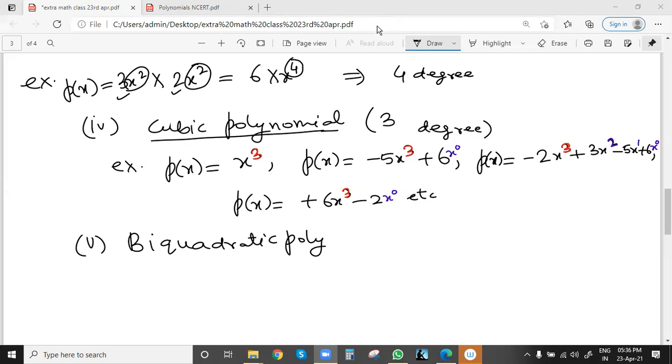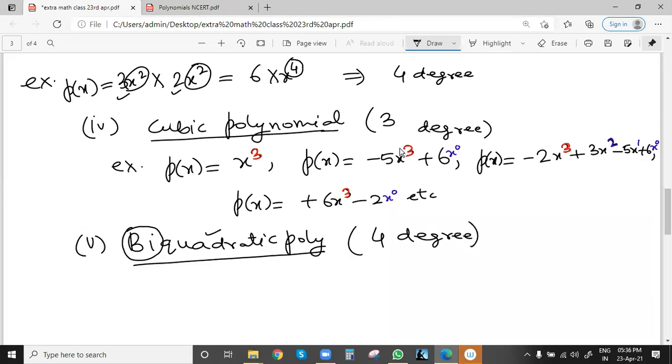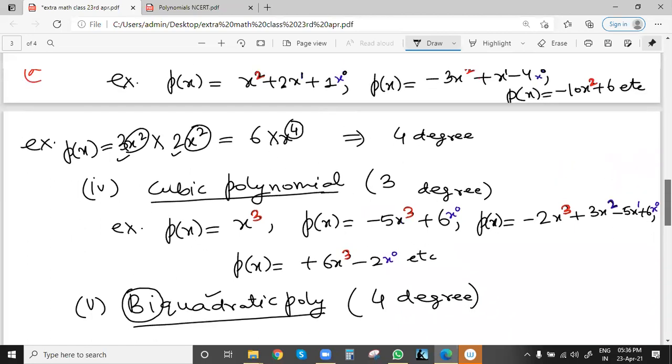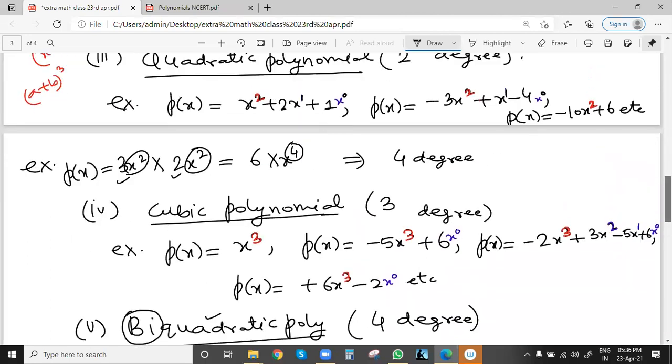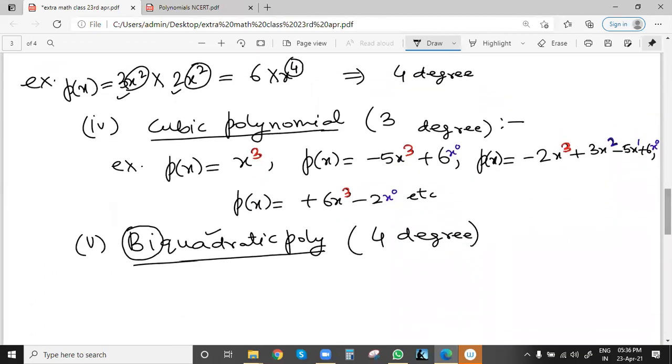Biquadratic polynomial. Biquadratic means: quadratic means 2 and bi means 2, so bi is double, and quadratic we have seen is 2. 2 to 4, you can say 4 degree. So degree 4, or 4th degree polynomial, will be called a biquadratic polynomial.